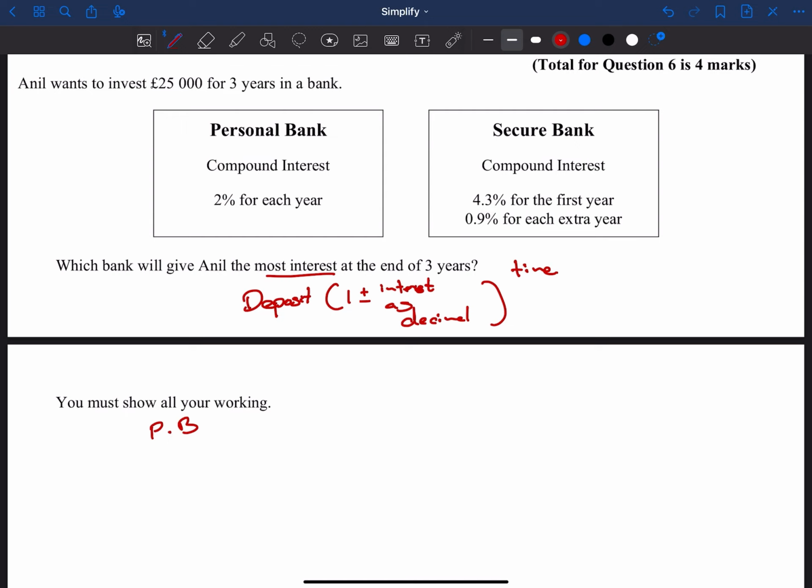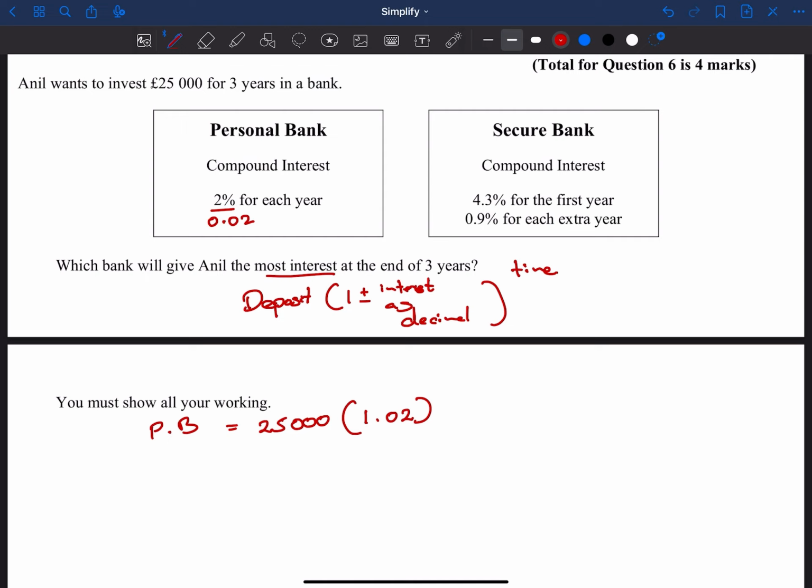The personal bank has a deposit of 25,000. Remember, it's 2% per year, and it's 1 plus. Why 1 plus? Because it's a bank, the money is going to increase, so it's 1 plus. 2% is 0.02 as a decimal. So 1 plus 0.02. Don't write it as 1 plus 0.02. You should know what it is. It's 1.02. It's better to write it like that.